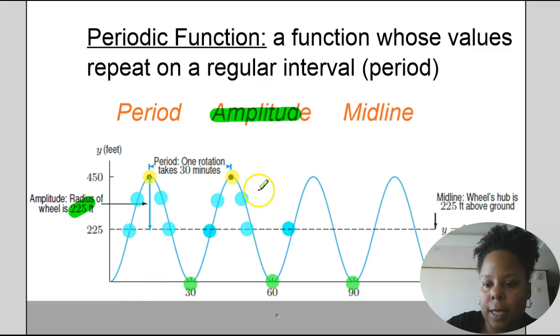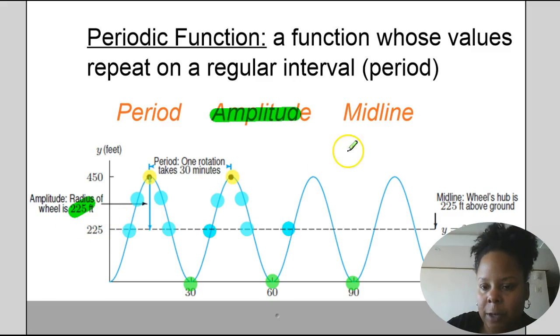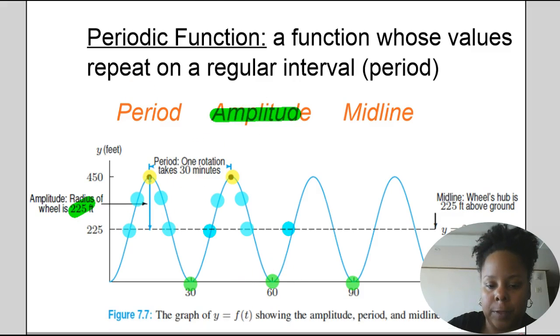because it's half the distance between the highest point and the lowest point. And the midline is the line that we use to determine where the amplitude is, or where basically the halfway point is. So I don't really use midline a lot, but I do use and will use period and amplitude a lot as well. Okay, so this is that graph.